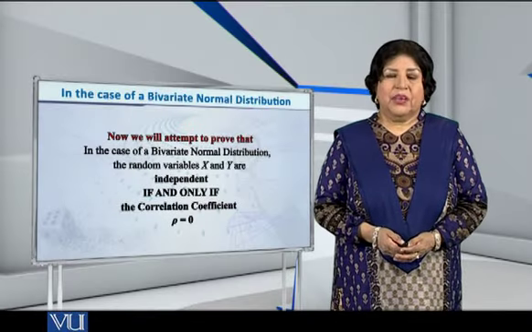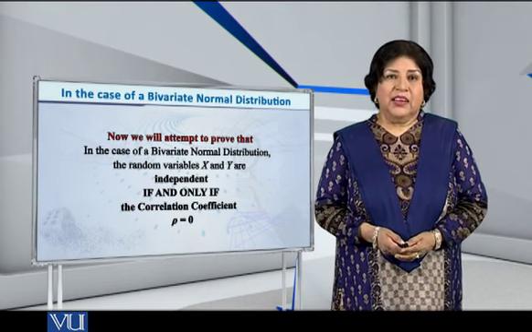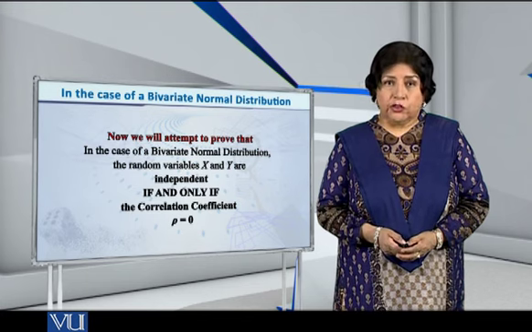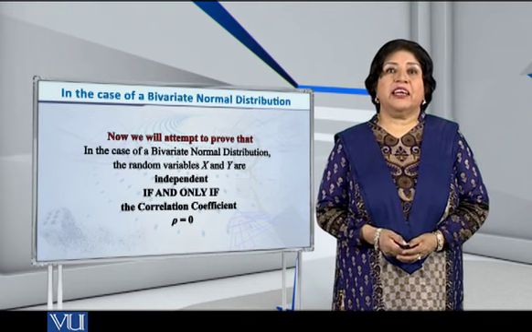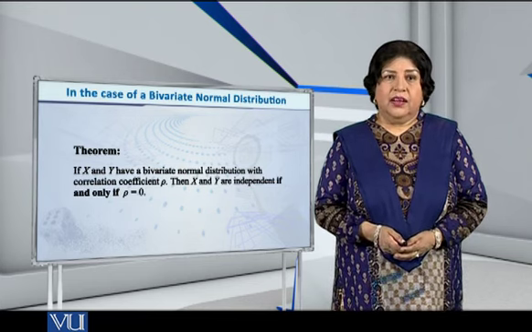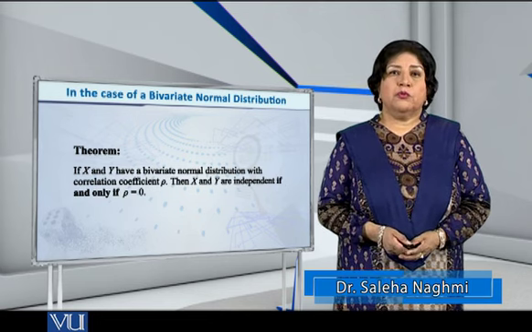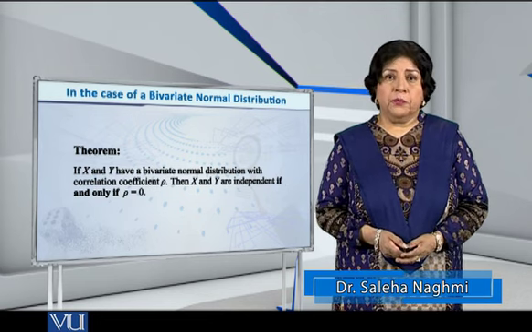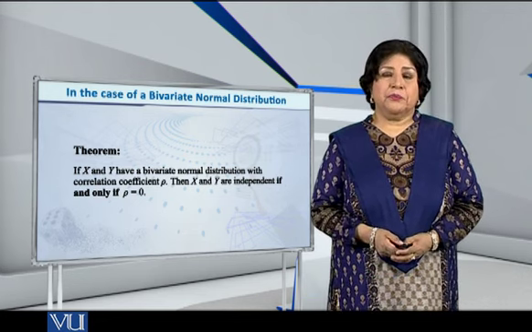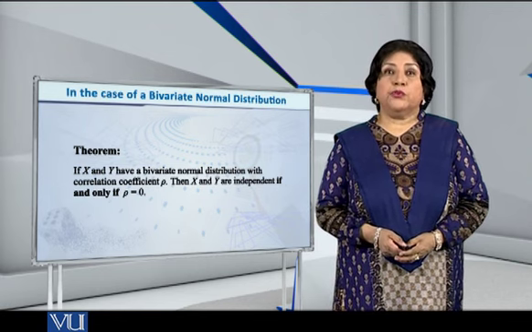Dear students, I am going to present to you an important theorem pertaining to the bivariate normal distribution in that situation when x and y are independent. The theorem is as follows. If x and y have a bivariate normal distribution with correlation coefficient rho, then x and y are independent if and only if rho is equal to 0.